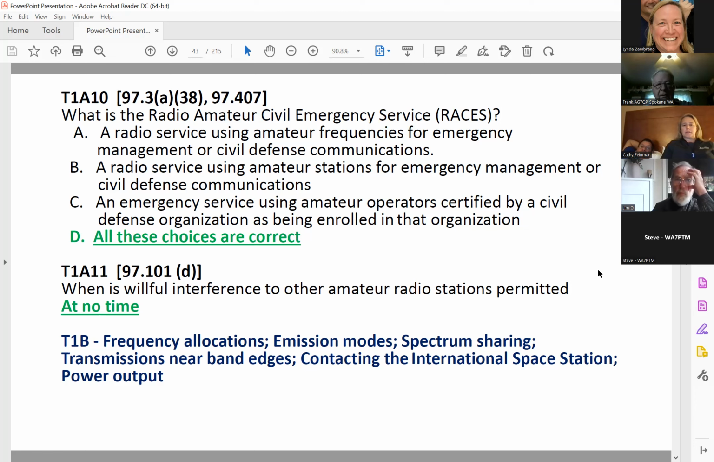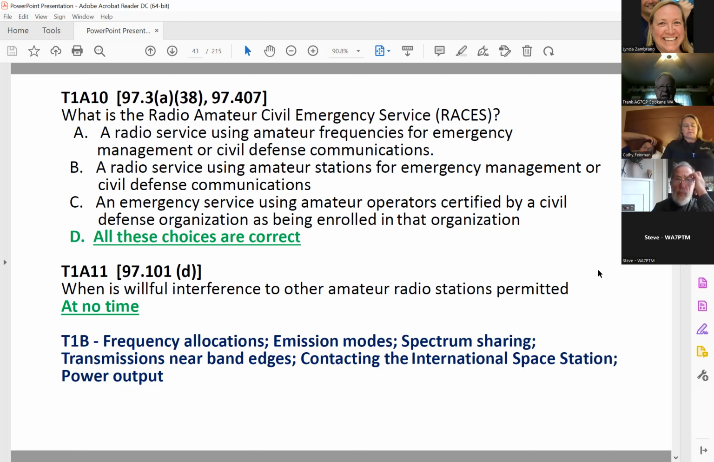So of those 11 questions, you'll be asked one of them. Which one? Who knows? But it will be one of those. Okay, sub-element T1B. We're talking about the frequency allocations.